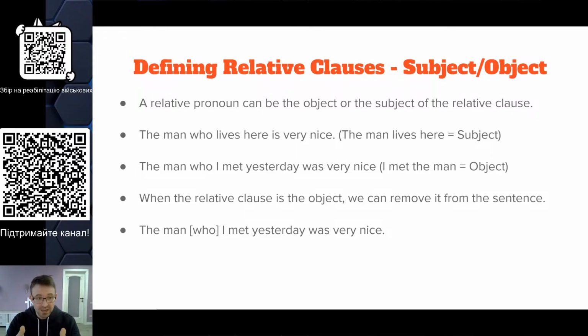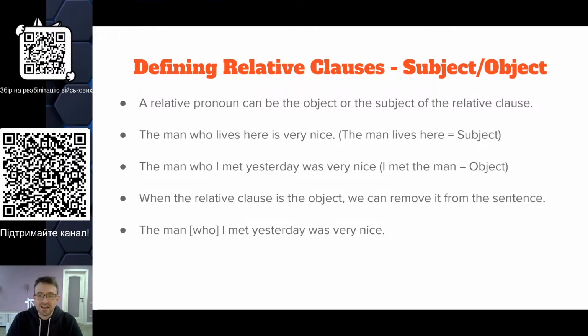If it is the subject, we always need to use it. So for example, with the sentence that I gave before, the man who lives here is very nice, we cannot skip who in this situation. So we cannot say, the man lives here is very nice. And I'm sure, or I hope, to your ears, something is not quite right in this situation. So when it is the grammatical object, then we can skip it and we don't need to use it if we don't want to.